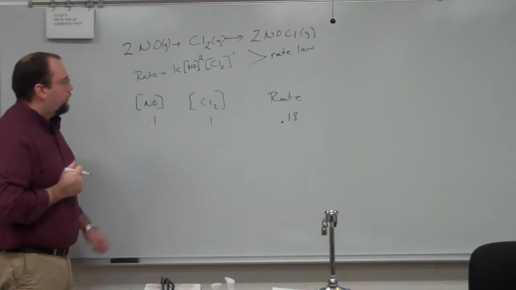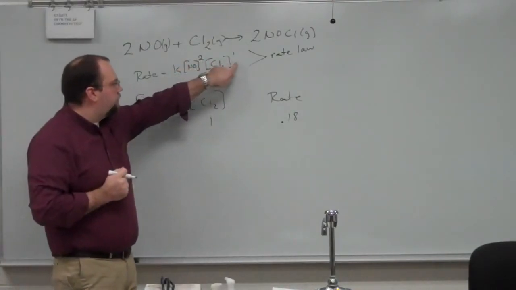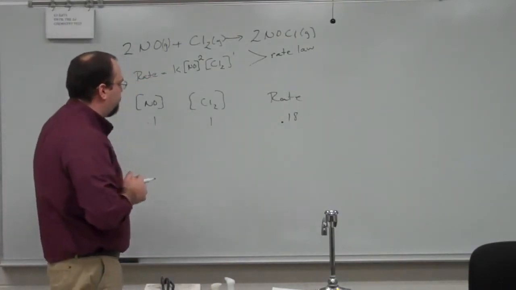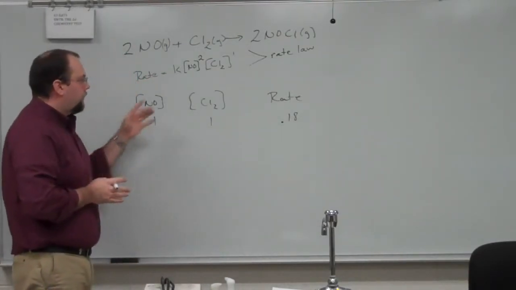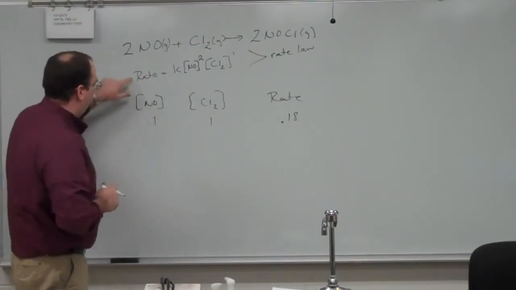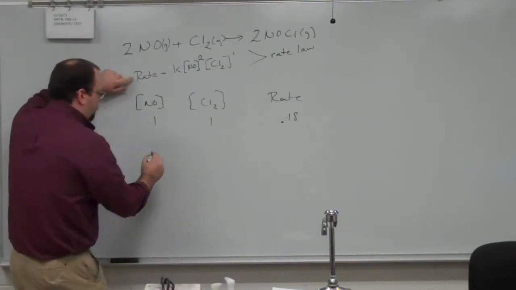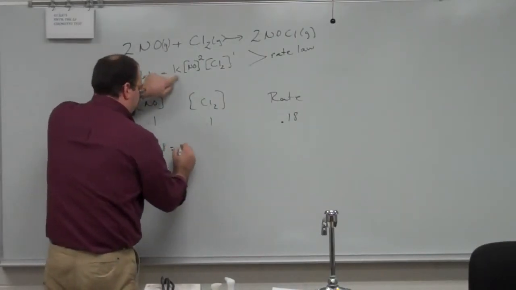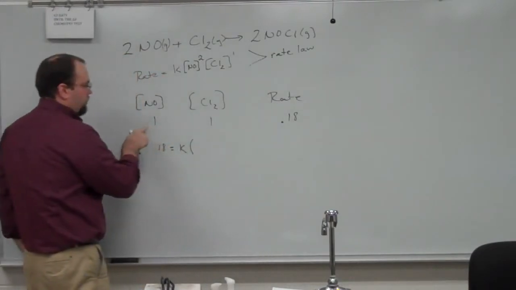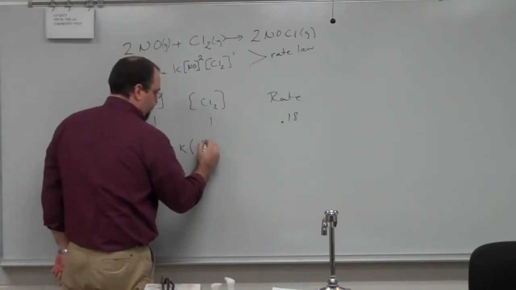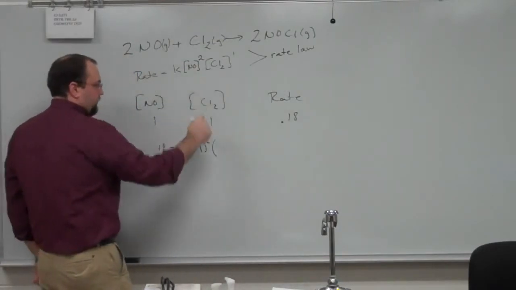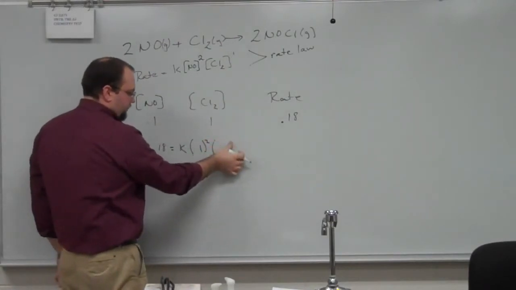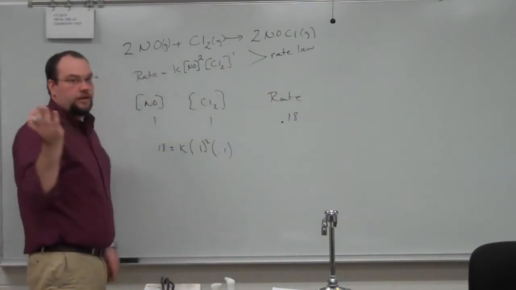Now we have our rate orders, but we still don't have our k value, our constant. Well, we're just going to pick a trial and plug numbers into it. So here's my equation, and here's my data. The rate, 0.18, equals k times the concentration of NO, which is 0.1, squared, times the concentration of Cl2, which is also 0.1, raised to the 1 power. And when we raise things to the 1 power, it just is what it is.